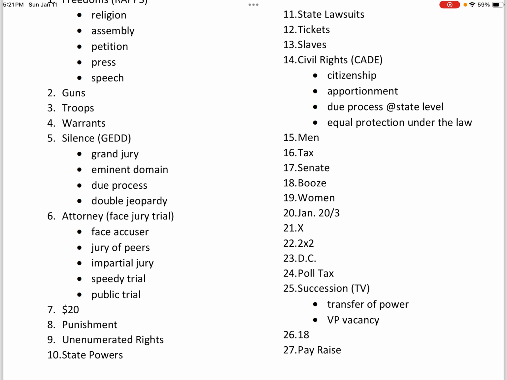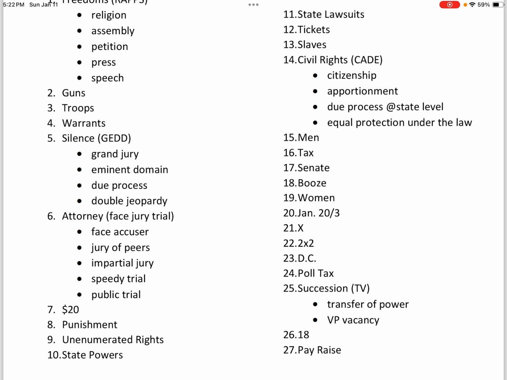I like to think of this as SPIFJ instead of the word spiffy. So I think of speedy trial, public trial, impartial jury, face your accuser, and then jury of your peers. It's just a way for me to remember the word spiffy, but instead of the Y, it's a J. You need to have an impartial jury, for instance. It cannot be biased.